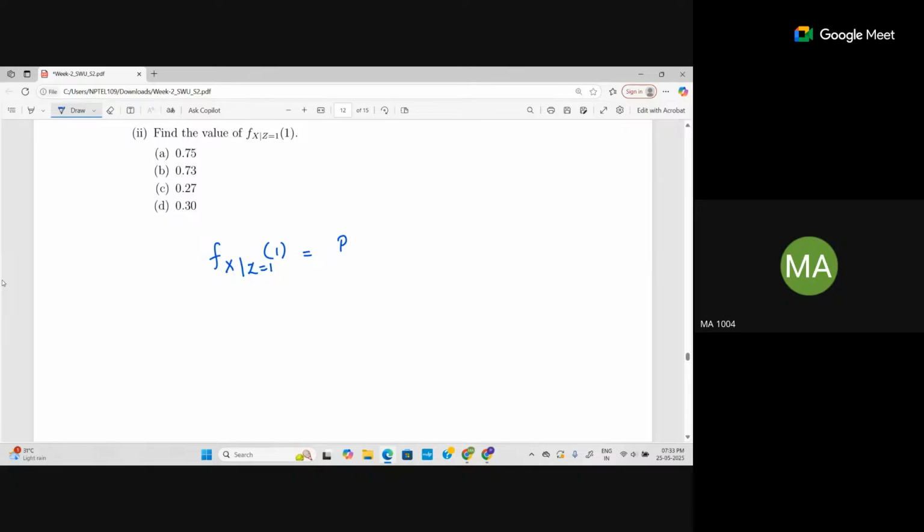So in the numerator, we will write the joint probability of X and Z, right? Yes, ma'am. And in the denominator, it will be the probability that Z is equal to 1.